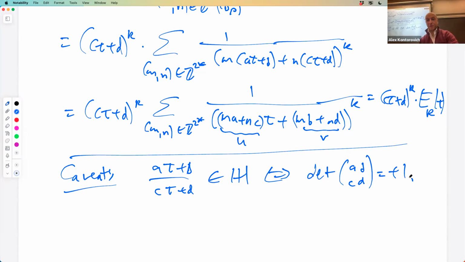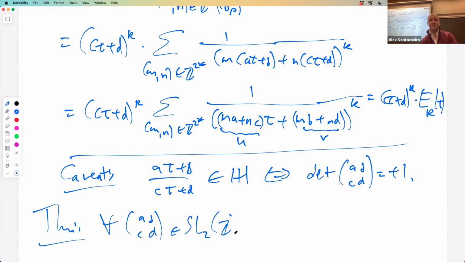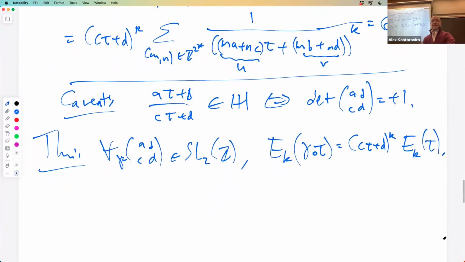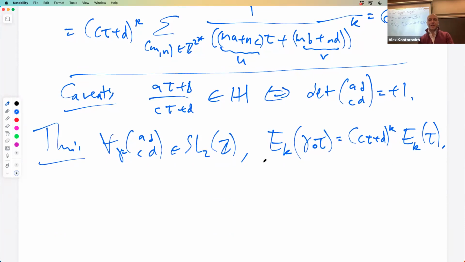So the theorem that we just proved is that for all A, B, C, D in SL2Z, not GL2Z, because we don't want to leave the upper half plane, EK of gamma tau, with gamma acting on tau by the fractional linear transformations that we've seen already, is equal to C tau plus D to the k, that k comes out, times EK of the original tau. Functions that have this property have a name.